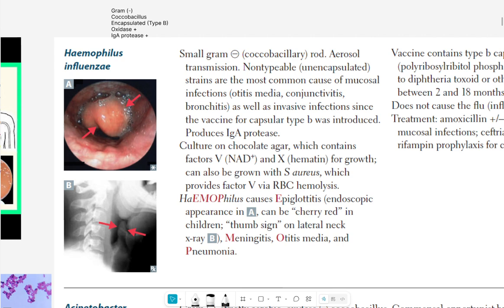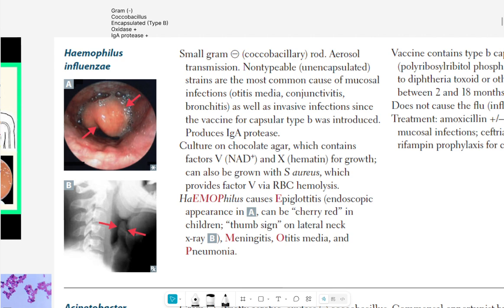An important fact is it does not cause influenza. Many students get fooled since its name is influenzae. It does not cause influenza. Haemophilus influenzae is not the influenza virus. Remember that. The name existed before the flu virus was even discovered.